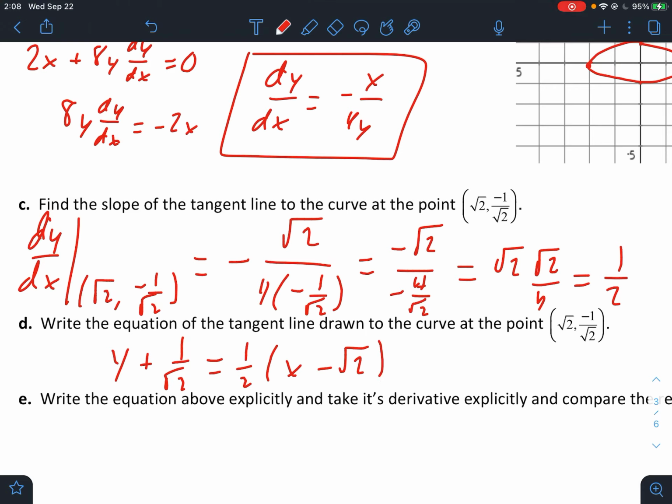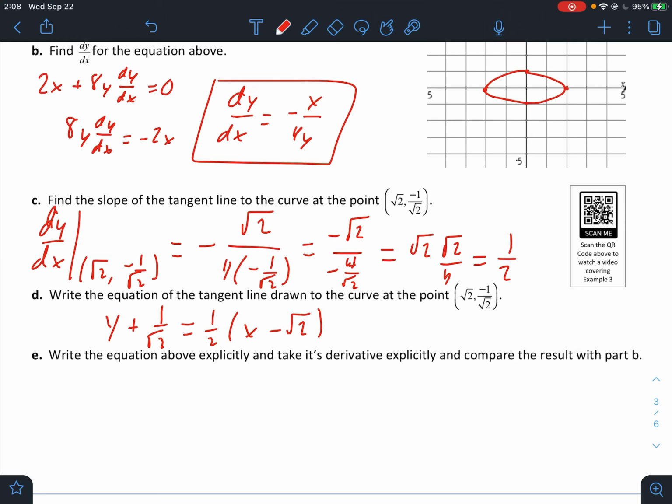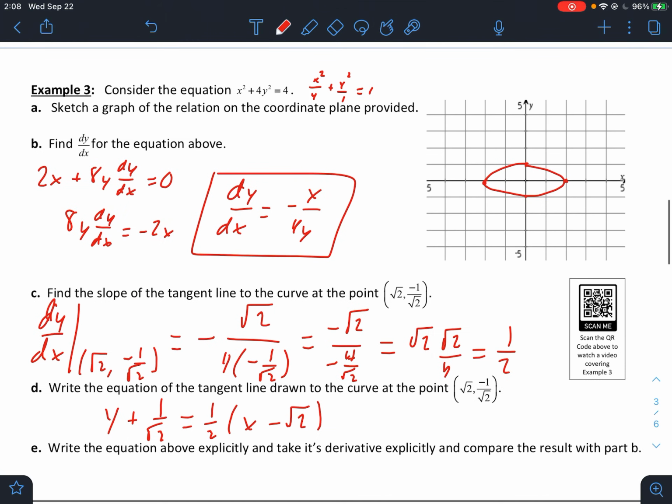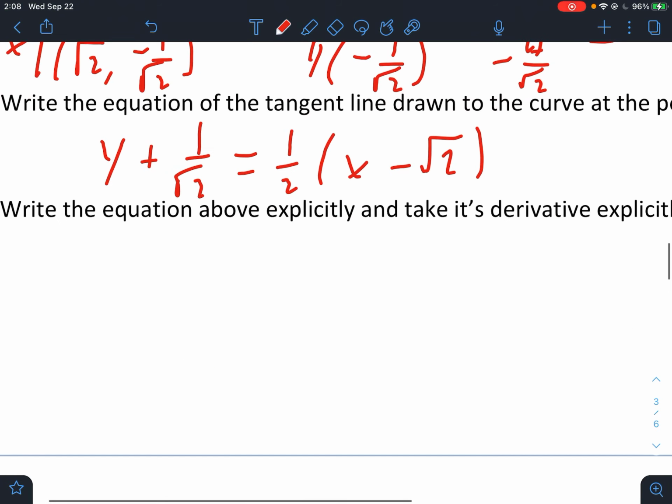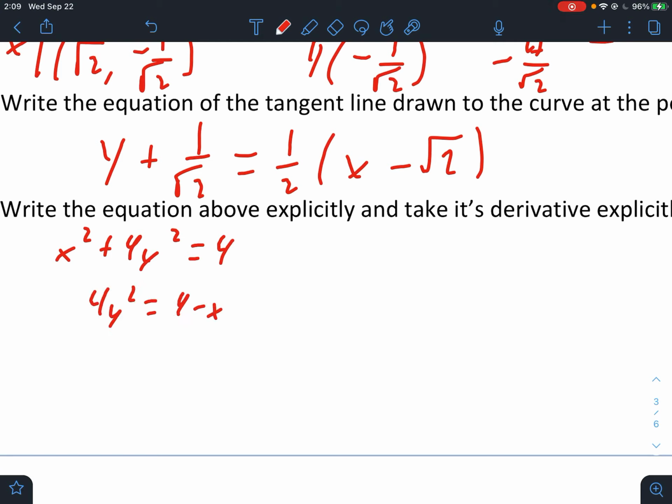And then E says write the equation above explicitly and take its derivative explicitly and compare the results with part B. All right. So we're going to take this equation, x squared plus 4y squared equals 4. We'll solve that for y and then take the derivative of that. So if we solve this for y, we would get 4y squared equals 4 minus x squared. So y squared equals 1 minus x squared over 4. So y equals plus or minus the square root of 1 minus x squared over 4.